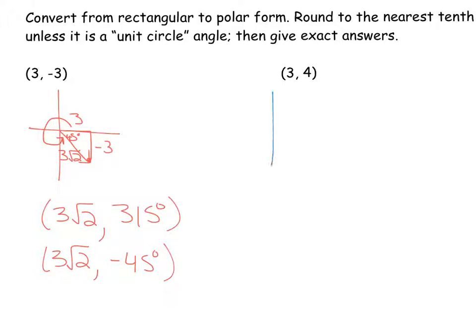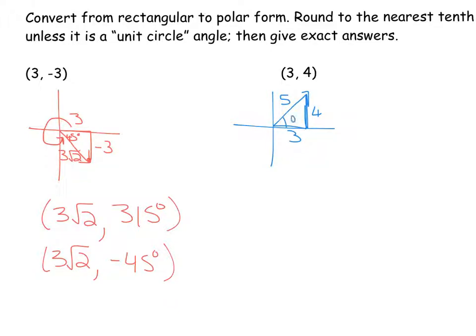They give me coordinates of 3, 4. So here's my vector, this is 3, this is 4. Well, the first thing we should recognize, it's a 3, 4, 5 right triangle. You could do Pythagorean theorem, that would be okay. You're going to get 5.